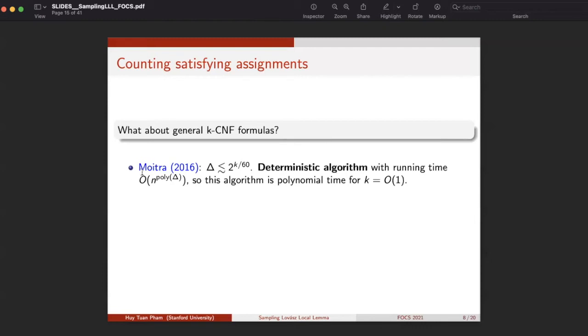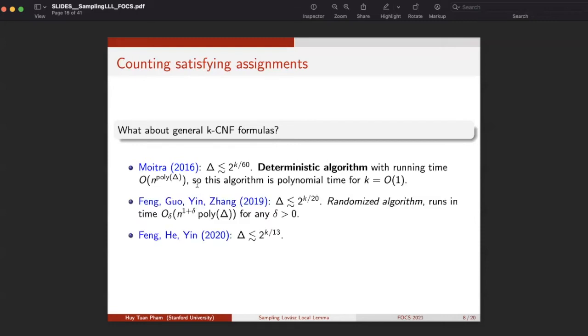However, let's note that typically in the works that establish deterministic approximate counting algorithms, this type of running time is what we typically see. In the setting of randomized algorithms for approximate counting and sampling, this constant 60 in Moitra's work is improved to 20 and then 13. And also the running time of this randomized algorithm is much smaller, so it's nearly linear in n. In another work of ours last year, we improved the constant 13 to 5.71, and this was also obtained subsequently in a work of He, Sun, and Wu.